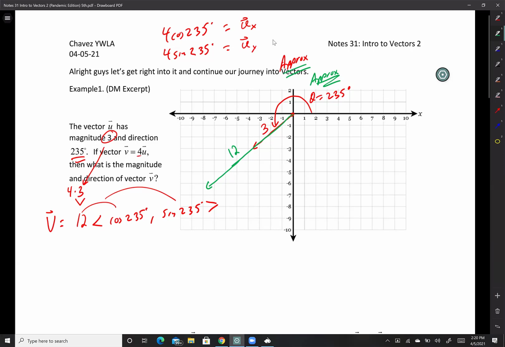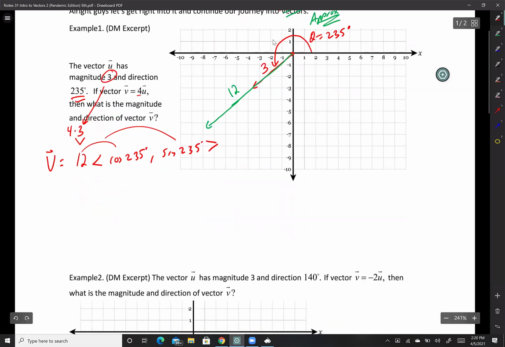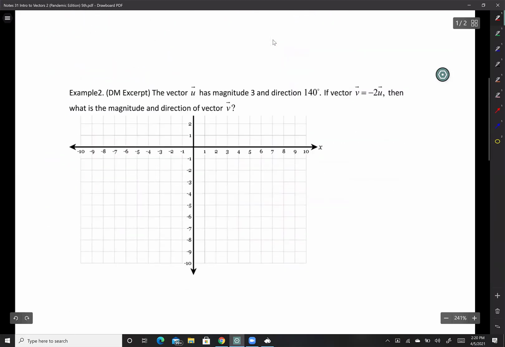Pretty straightforward. You'll see what I mean once we get started, guys. So here we go. Vector u has magnitude 3 and direction 140 degrees. So 140 degrees puts us in quadrant 2, and I'm going to say this is 3 right there. That's theta, 140.